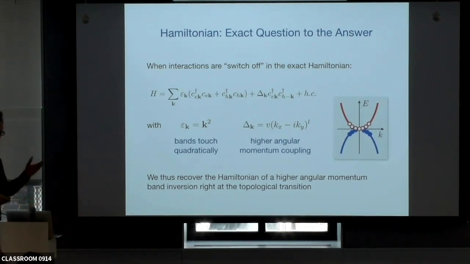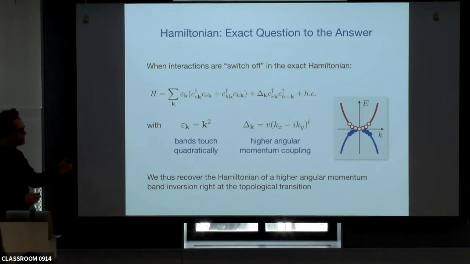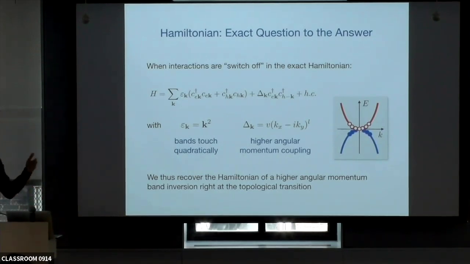The idea that we have is that if you take such a Hamiltonian and introduce some physically sensible interactions, you may still recover a ground state that is described by the wave function. Since this exact Hamiltonian shows that higher angular momentum band inversions play an important role, I'll speed up a little bit.